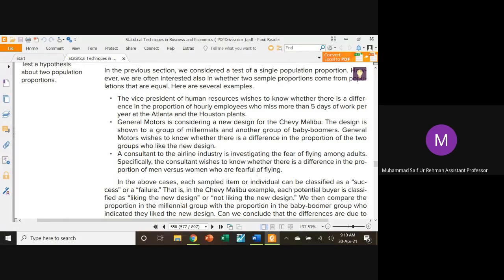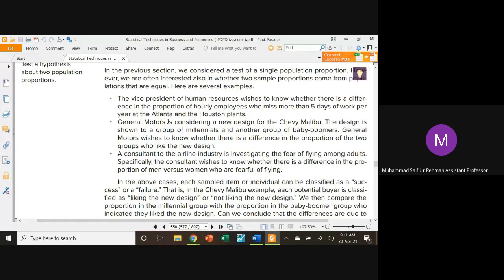Definitely men and women are two different populations, and out of them, if we take a sample and then check what is the proportion of men and what is the proportion of women that have some phobia regarding flying. So, if such situations are there where there are two populations and you are interested in knowing something about both populations, then we consider the tests where we use two population proportions at the same time.